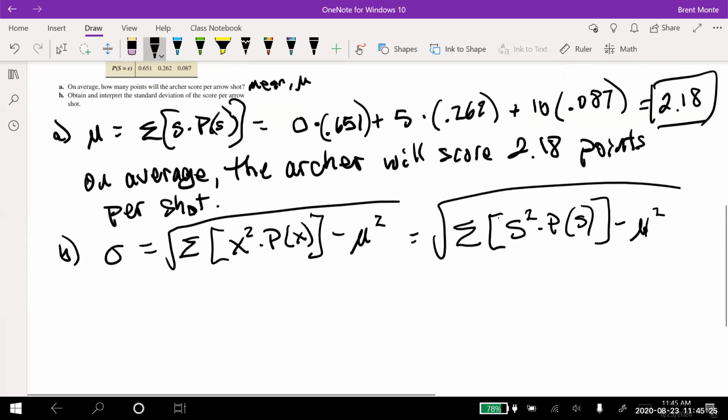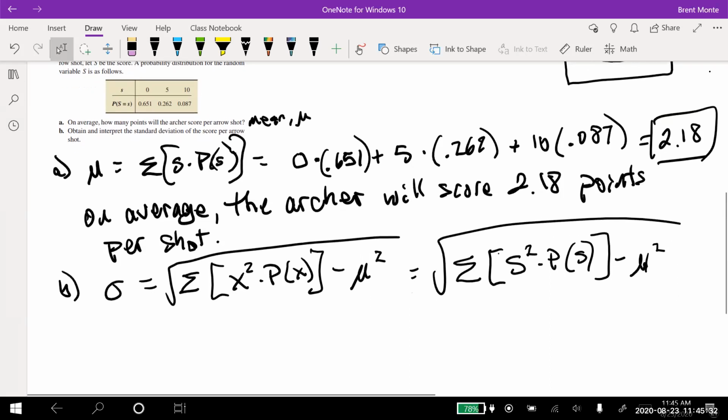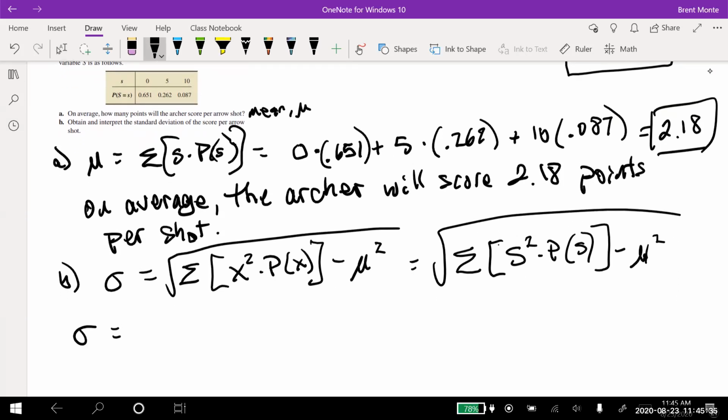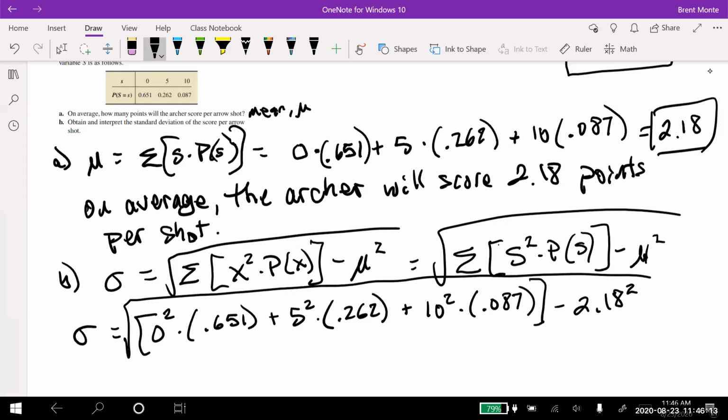So let's go through and calculate this. Now, these are small enough. I'm just going to write it out as a big long string of these. So the standard deviation. Remember, we're doing S squared. Well, that's 0 squared times 0.651, plus 5 squared times 0.262, plus 10 squared times 0.087. And that's my first summation, minus mu squared, that's my 2.18 squared. And then I'll take the square root of all that.